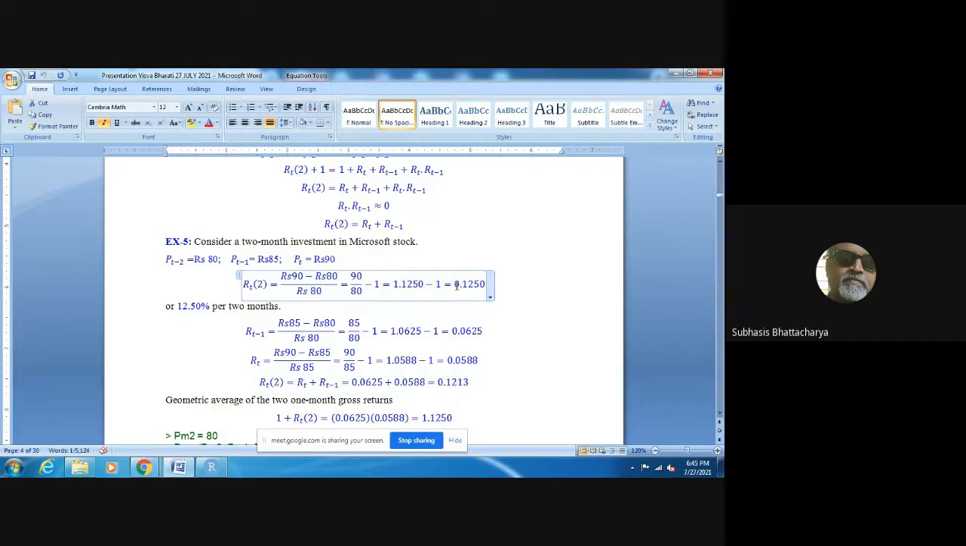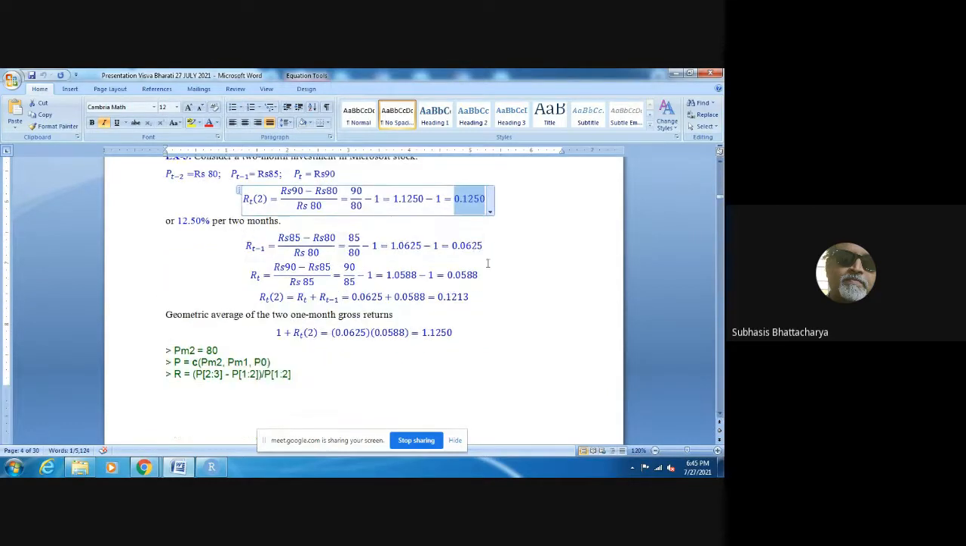But if I consider the two periods, then it becomes 12.5%. So if I consider the geometric average, that means if I multiply these two returns, this one and this one, it becomes 12.50%. That means more or less similar. So the geometric mean is an approximation; it is an ideal case in statistics. We know under such calculation.